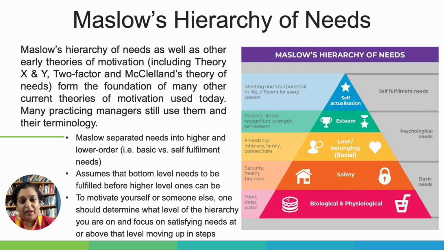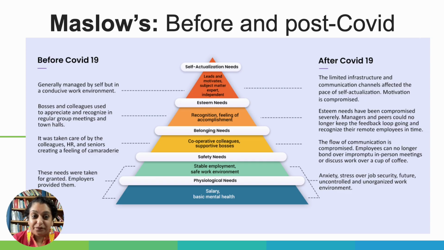We assume within this module that the bottom levels have to first be met before we can move to the top. As an individual then, if you're trying to help yourself or others, people would look at where they are and try to work on that level and then start moving up towards the top level of the pyramid. This, however, was turned upside down with COVID, as we can see in the next slide to come.